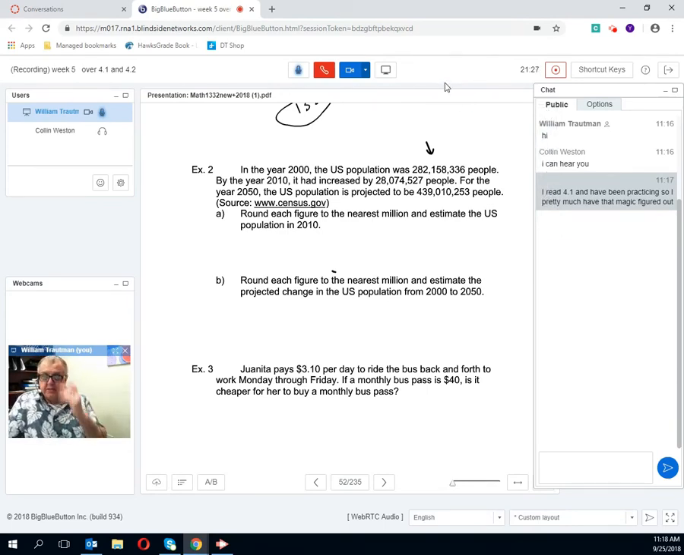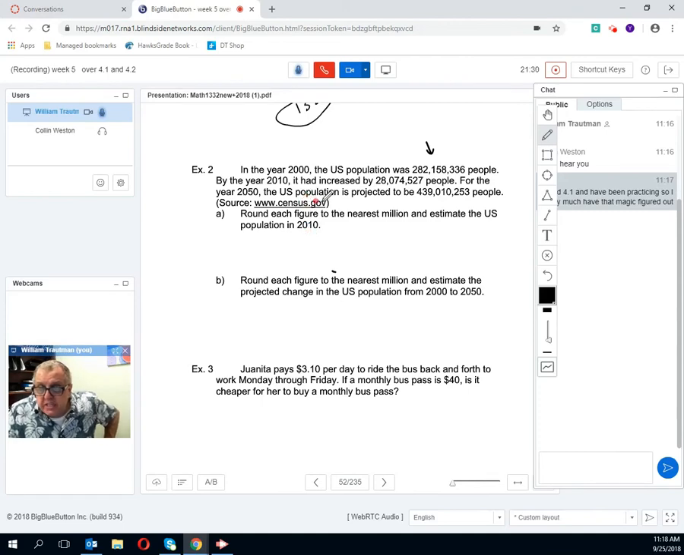It says round each figure to the nearest million and estimate the U.S. population. So I have to round each figure to the nearest million. If I look at this number here, this is the million spot. So you always look at the next number to the right. 4 or less, you leave that 2 alone. If it was 5 or more, I would add 1 to 2. So this ends up being 282 million. I'm not going to write the zeros, I'm just going to put million. 282 million rounds to 282 million because the number after it is not 5 or more.